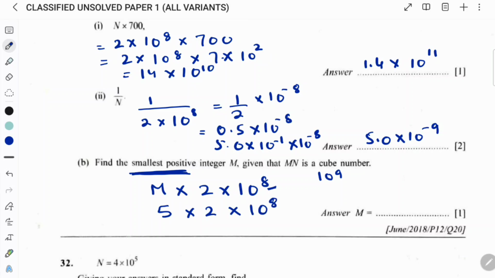And remember, you can have many answers because you have done HCF, LCM also. You can make the bigger number, but because of the smallest positive, we are making 10 into 10, 8 is 10 to the power of 9. So that's why, what is the value of m? M is 5. If you have any other number in your mind, you can try, but it should be the smallest one. So there is no other number if you take other than 5.